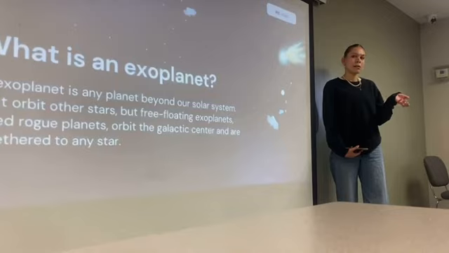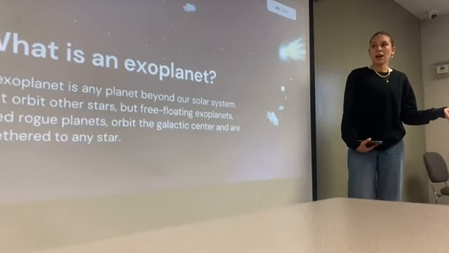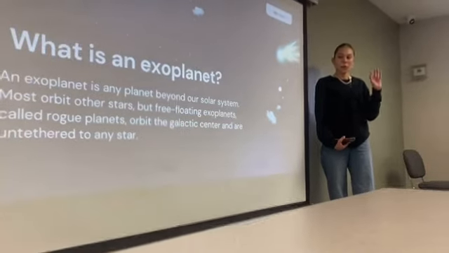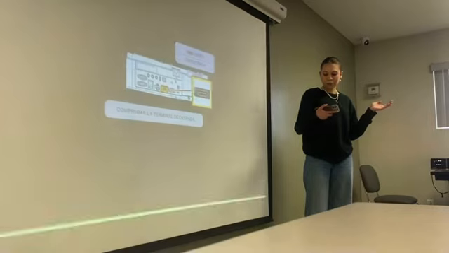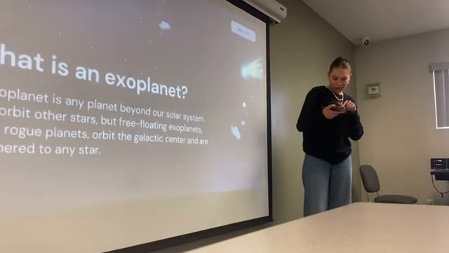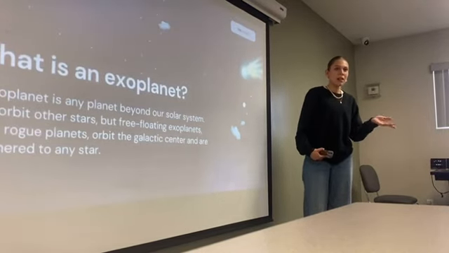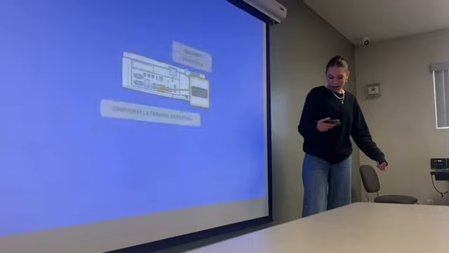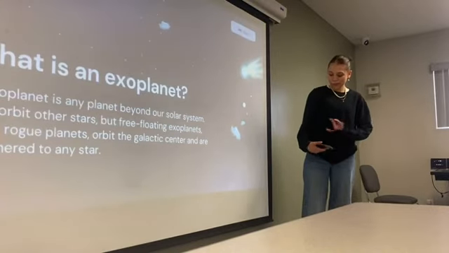Exoplanet. An exoplanet is any planet beyond our solar system, and most orbit other stars, but the ones that don't orbit stars are called rogue planets, and they orbit the galactic center and are untethered to any star.